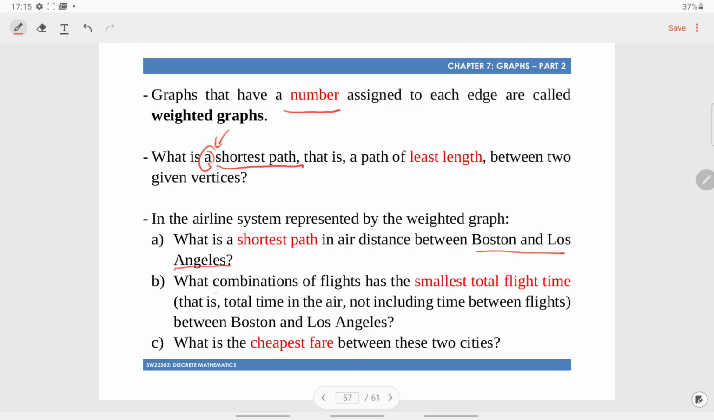The second one: what combination of flights has the smallest total flight time? Flight time is the total time in the air, not including the time between flights, between Boston and Los Angeles. If you rephrase the question, how do we get the fastest from Boston to Los Angeles? The smallest total flight time. And the third question: what is the cheapest fare between these two cities? We can also answer this question using graph models.